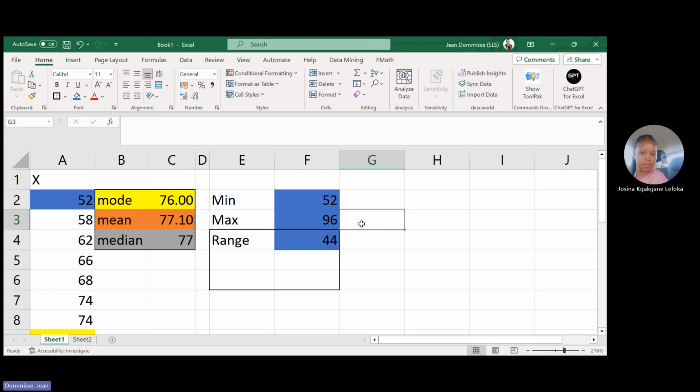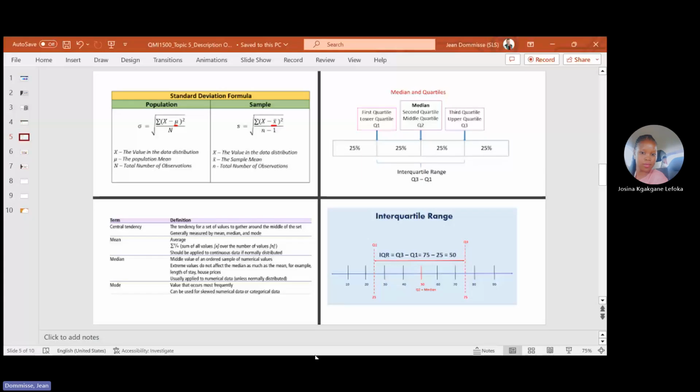Okay, then the more difficult ones. So standard deviation. And again, if I quickly go back to the PowerPoint, and we just quickly zoom into that function, let's make this a bit bigger.